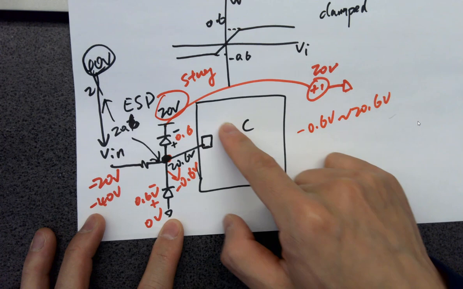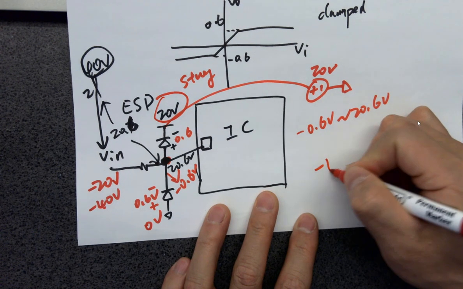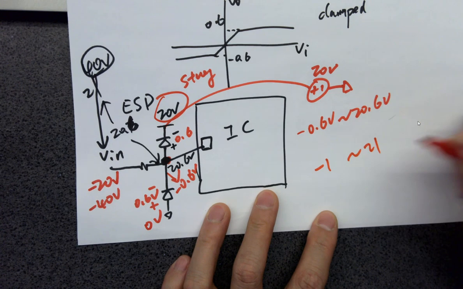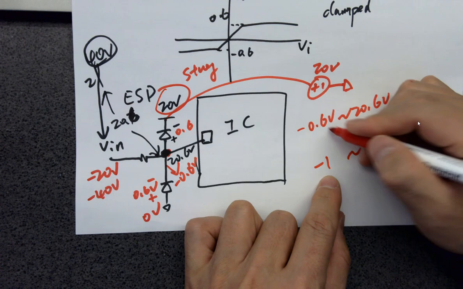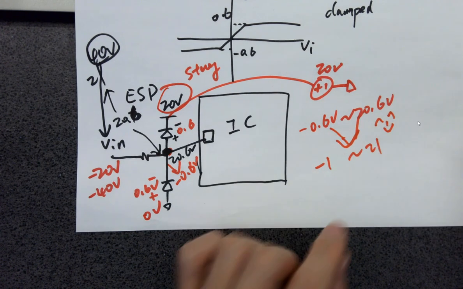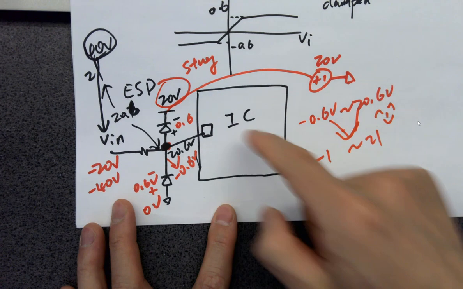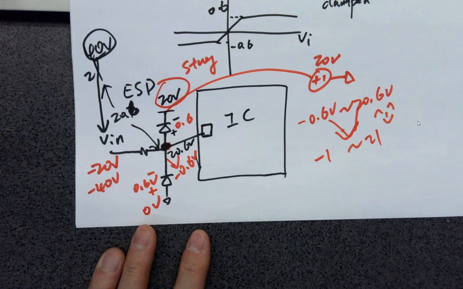And given that the chip cannot handle anything lower than negative 1 volt or higher than positive 21 volts, this one falls into the range. Okay? Happy. It's protecting the IC by using this ESD protection circuit. Okay? Any questions on this?